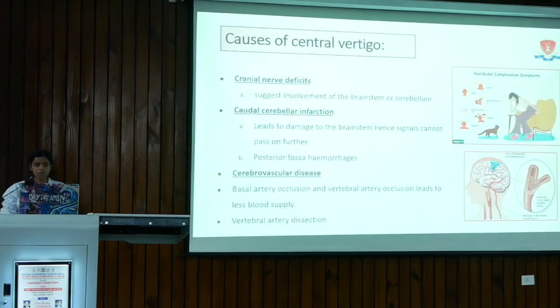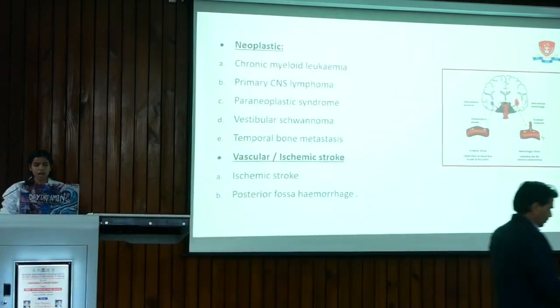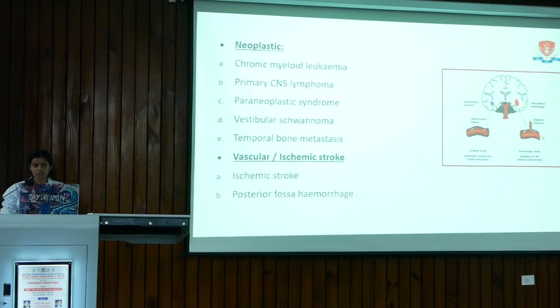Now coming on to the causes of central vertigo, cranial nerve deficits suggest involvement of the brainstem or cerebellum. Caudal cerebellar infarction leads to damage to the brainstem, hence signals cannot pass on further. Posterior fossa hemorrhages, cerebrovascular diseases, basilar artery occlusion and vertebral artery occlusion lead to less blood supply. Vertebral artery dissection and neoplastic causes are as follows.